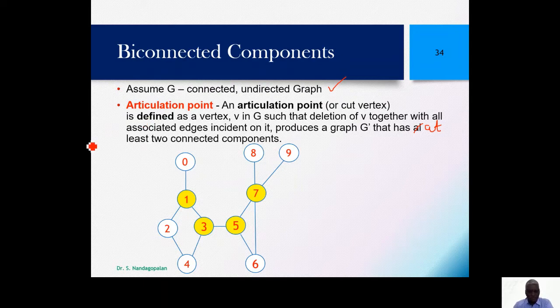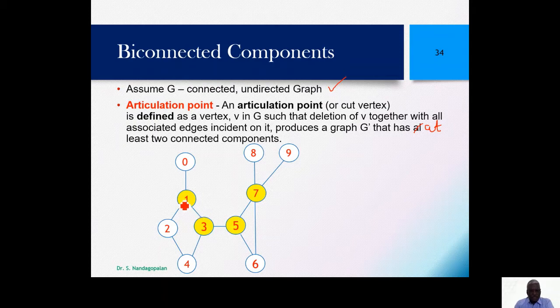So I select a vertex and I delete that plus the associated edges. Now the remaining graph which I get, called G dash, should have two or more connected components. It should leave me with two or more. If I select a vertex and it doesn't, then it is not an articulation point. Now we have to find all these articulation points in order to get the biconnected components. So let us find these articulation points using this as my input graph.